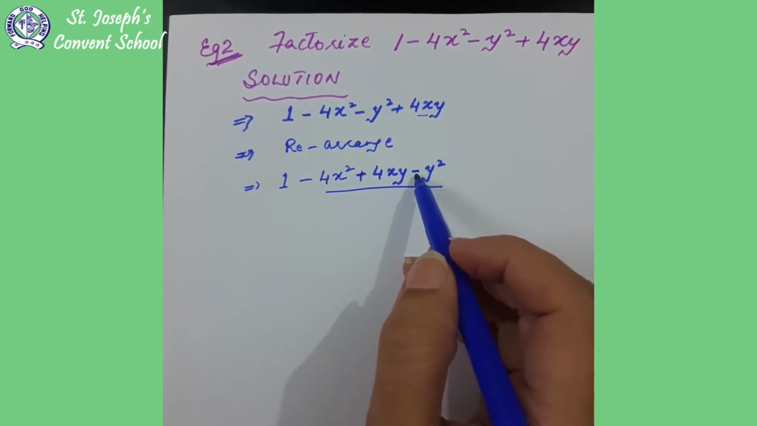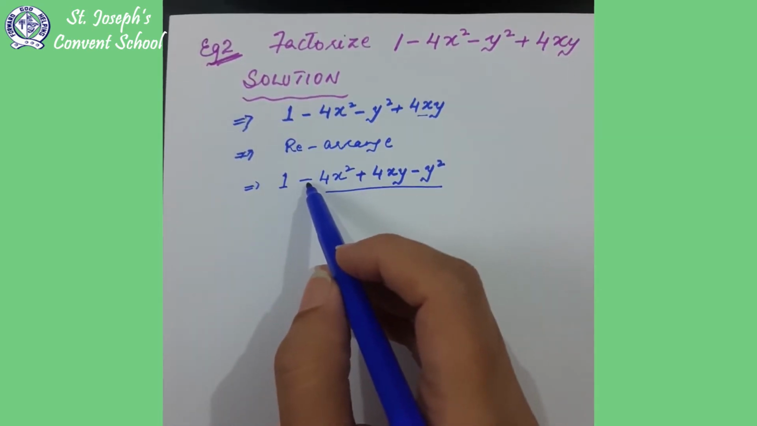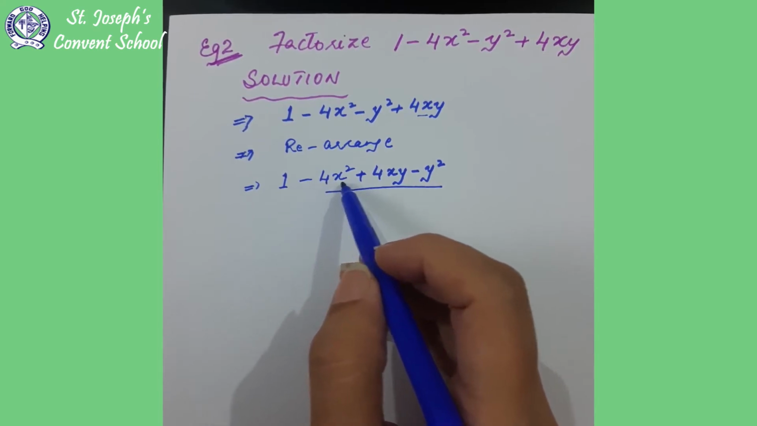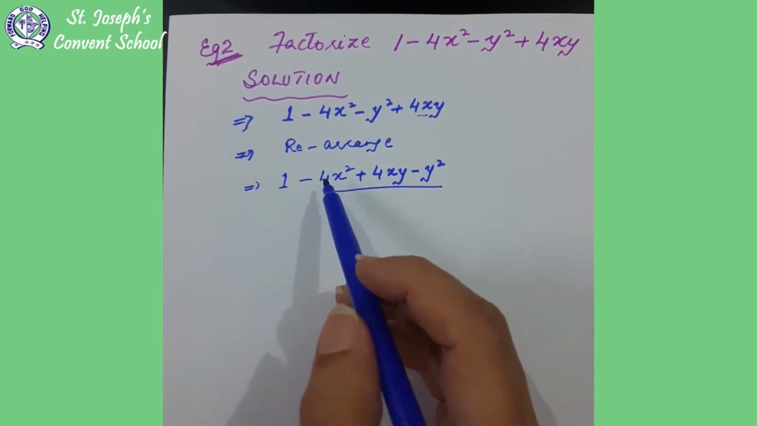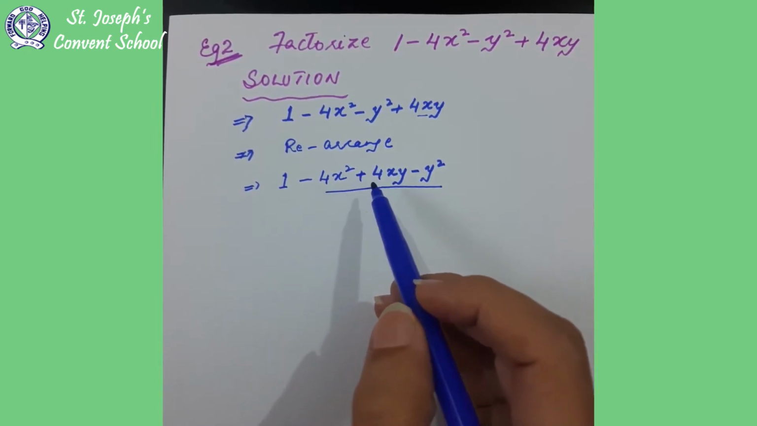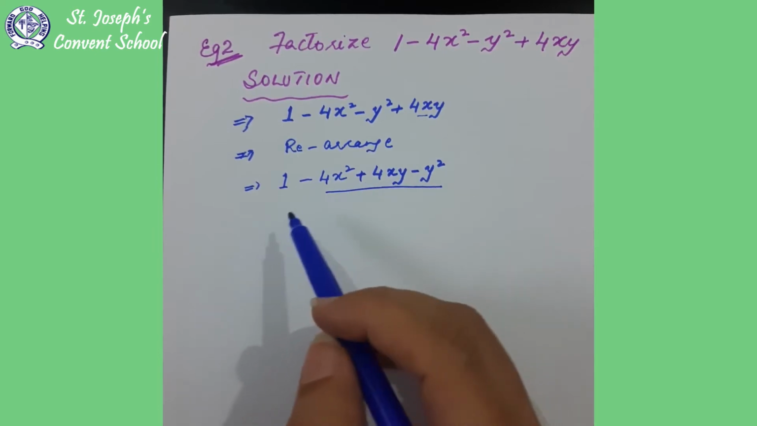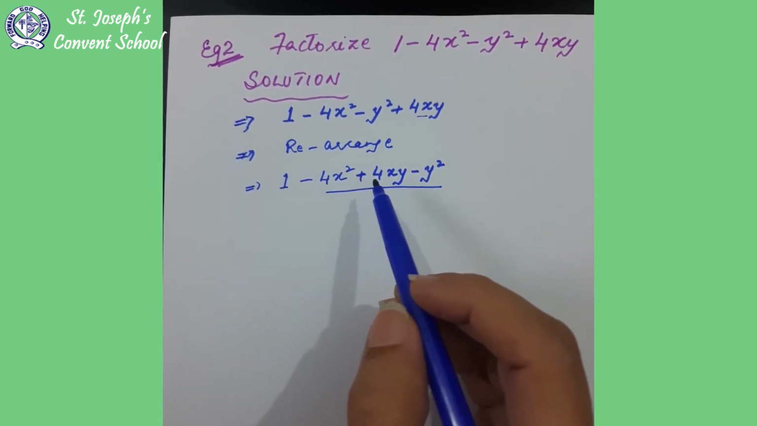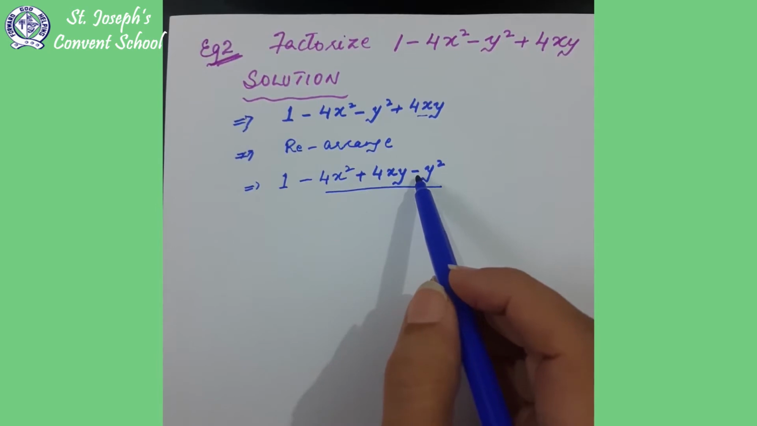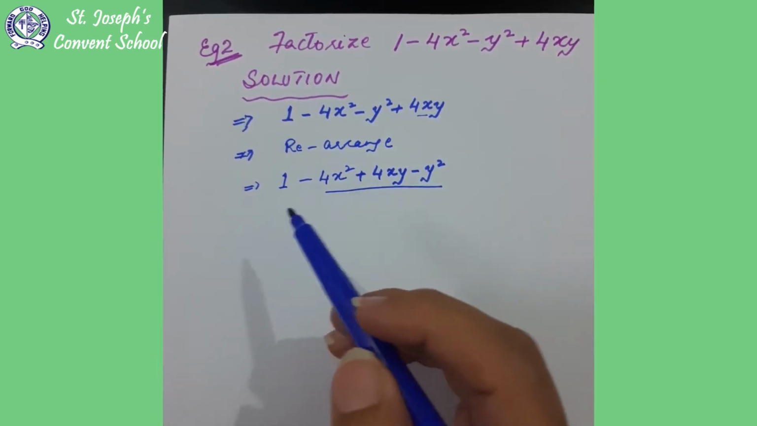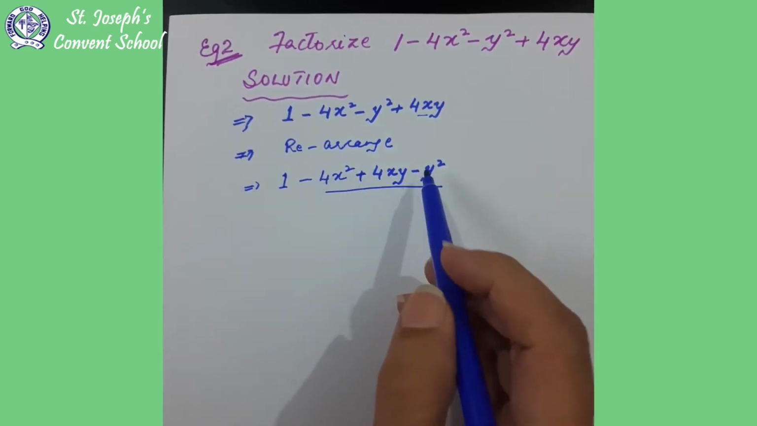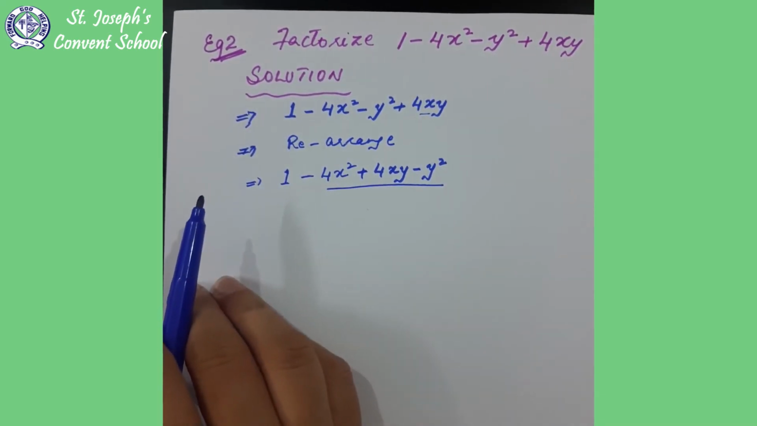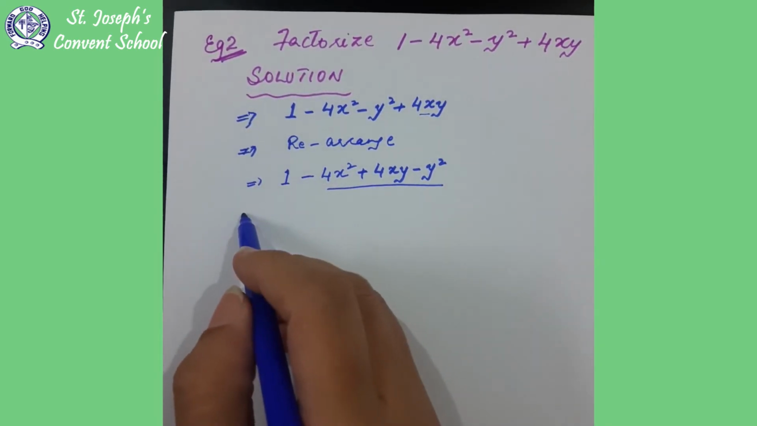Now this sign is minus and this sign is also minus, but in the formula the first and last terms are always positive terms, always with a plus sign. The formula is a square plus 2ab plus b square, or the minus formula, a square minus 2ab plus b square. So the first and last terms are always positive. So what we are going to do, we will make this term and this term positive. How? By taking the minus sign common.